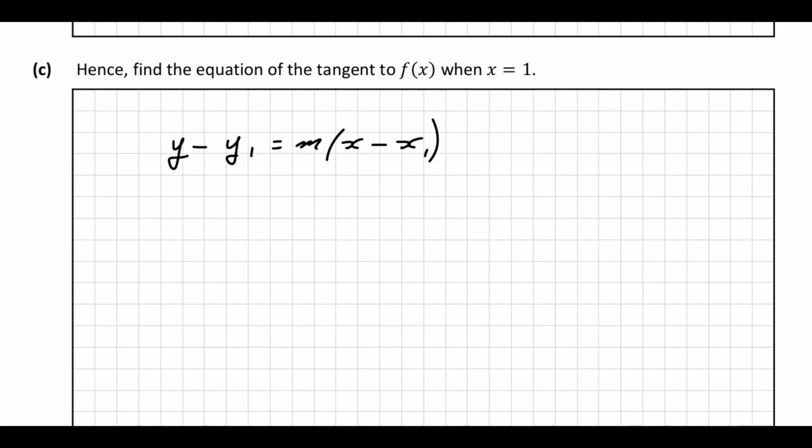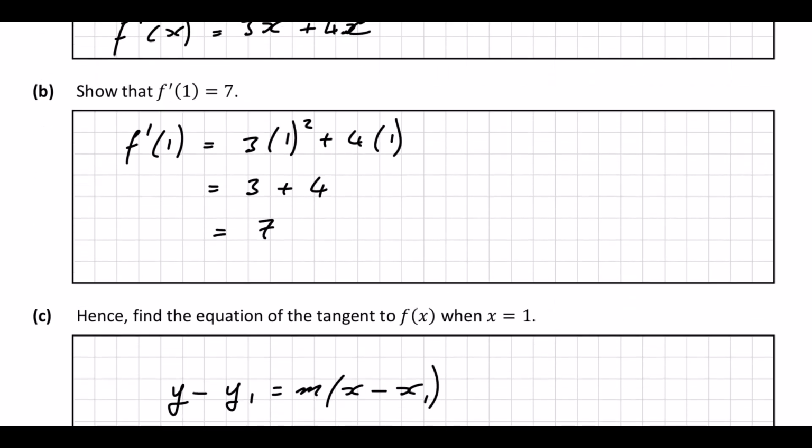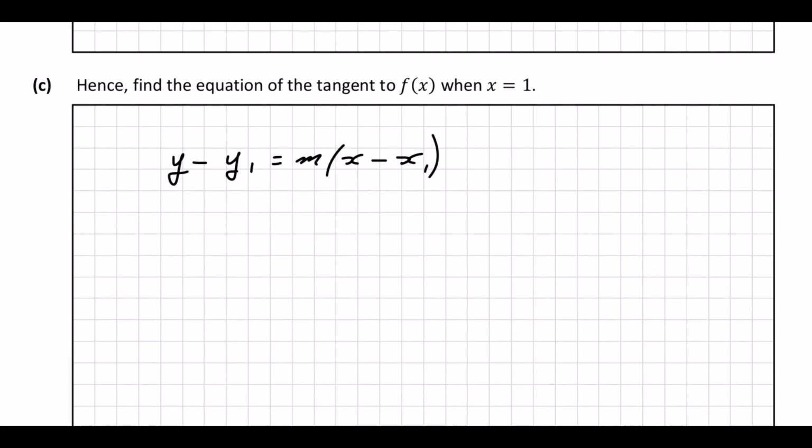Well, we've already worked out the slope at x is equal to 1. If you look back up here, we've got 7 here. We put 1 into our f prime. Remember, f prime, if we differentiate a function, we get a slope function. So we already put 1 in here and we got a slope of 7. So we have 7 as our slope.